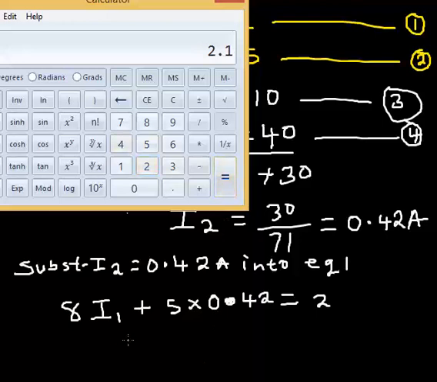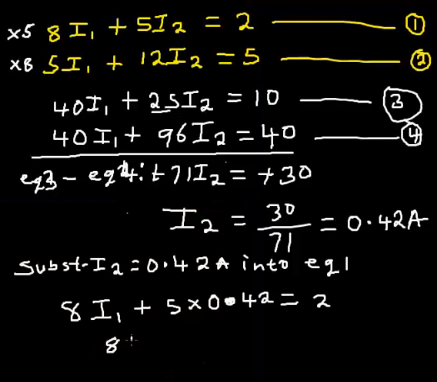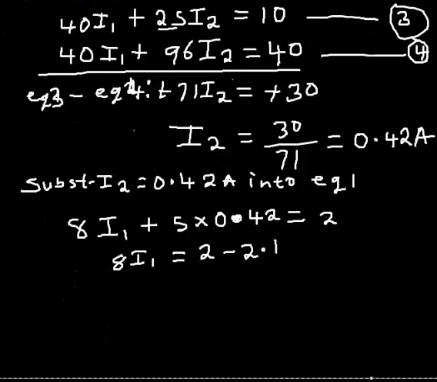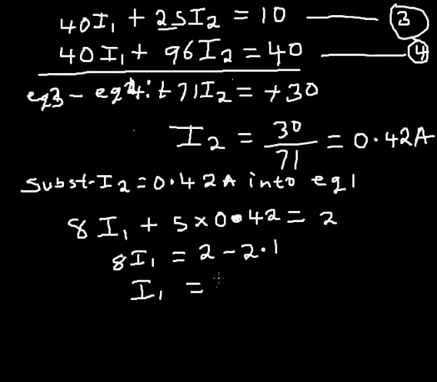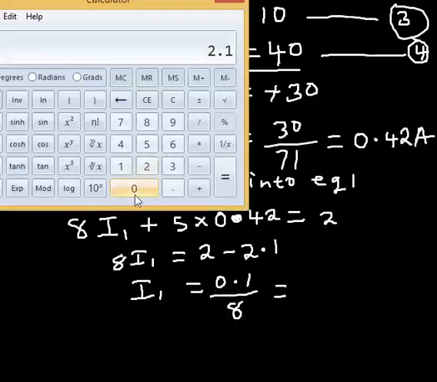So invariably now I'm going to have 8i1 equal to, of course, 2 minus 2.1, which we know is minus 0.1, right? So that means i1 now is going to be equal to 0.1 divided by 8. So 0.1 divided by 8, what do I have? That's 0.0125.